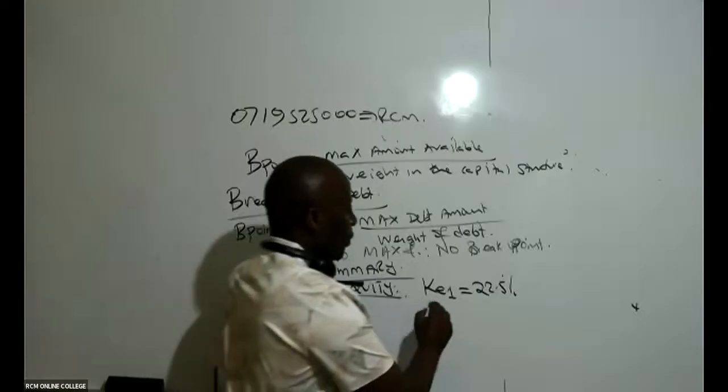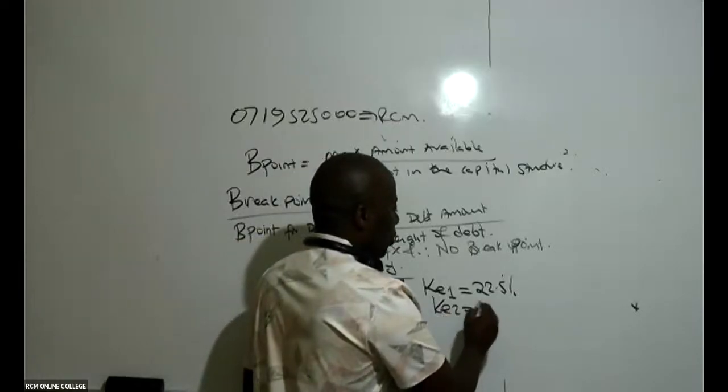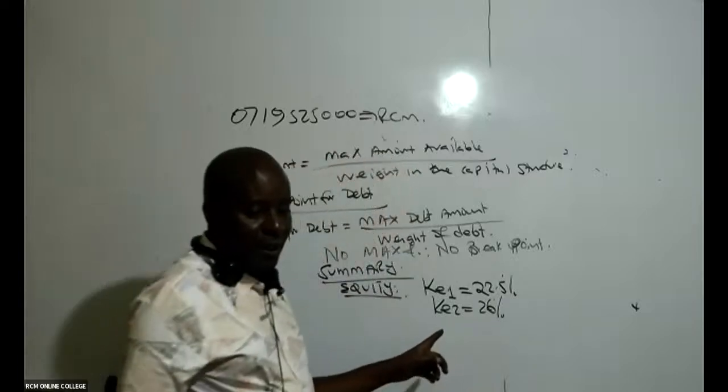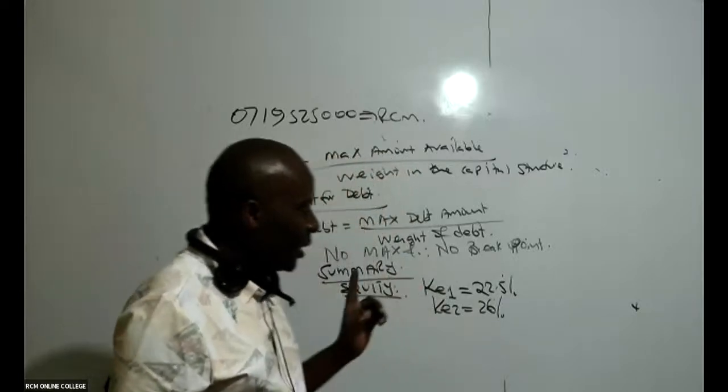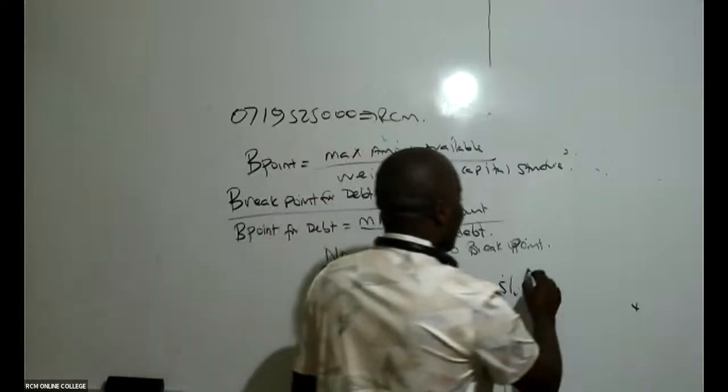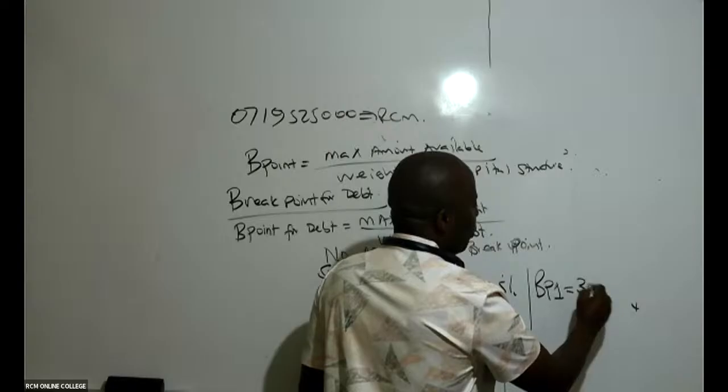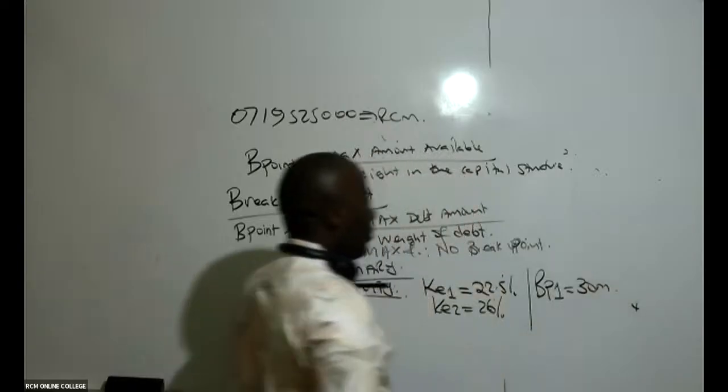And then the cost of equity 2. Cost of equity 2 was 26%. Is there somebody who is able to remember this? Yes. And then don't forget that we had a break point, just one break point of 30 million.